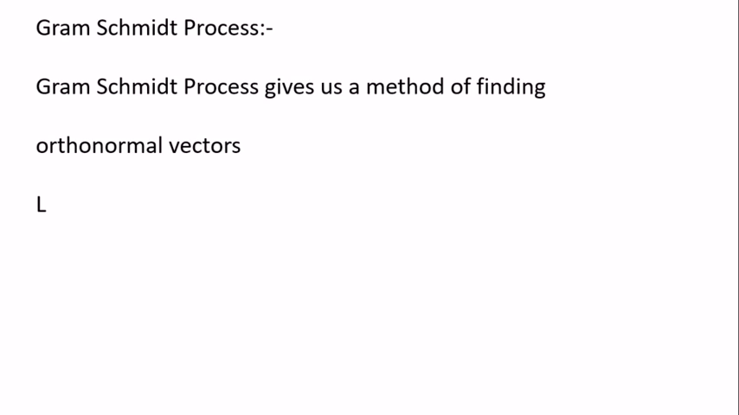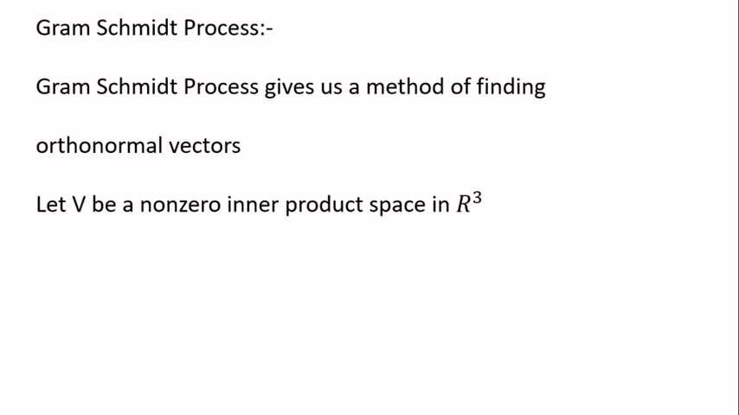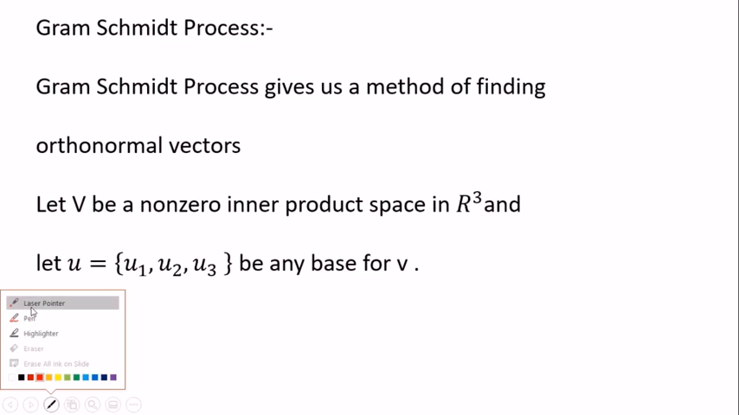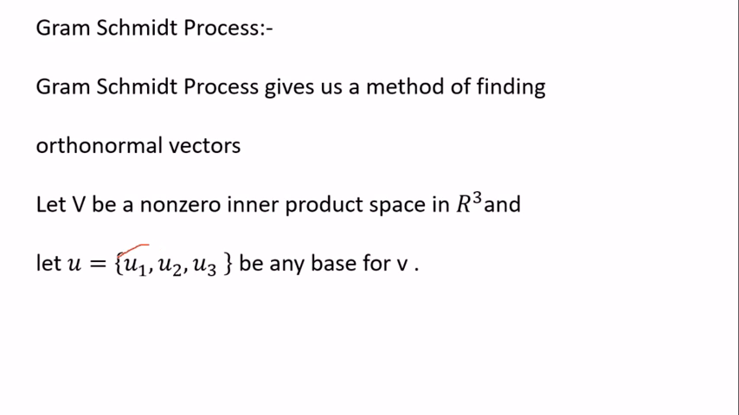Now here let us try to find out a vector v. So we are assuming that V is a non-zero inner product space. Inner product means dot product. So V is a set of all vectors in R3, meaning all the elements of V are three-dimensional. Let U equal to u1, u2, u3 be any basis for V. With the help of these given u1, u2, u3, we'll try to find new v1, v2, v3 with the help of some formulas.